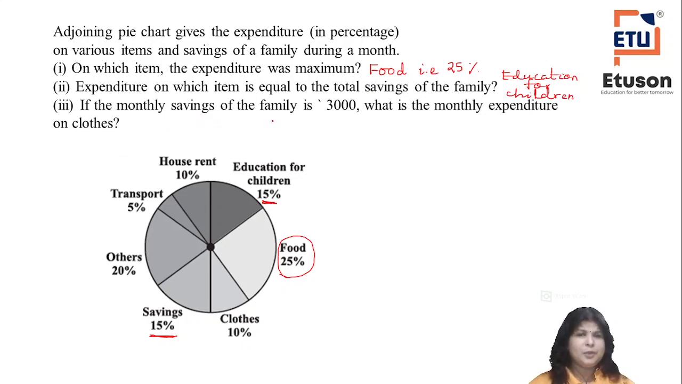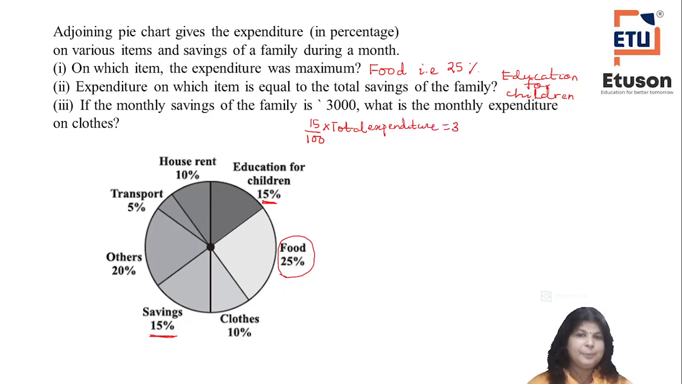Now part 3. If the monthly saving of the family is 3000, what is the monthly expenditure on clothes? Here you have to find out the total expenditure, and what does this 3000 represent? This 3000 represents the savings of the family. Saving is how much percentage? It is 15%. That means 15 by 100 into total expenditure. So 15 by 100 into total expenditure is equal to 3000.